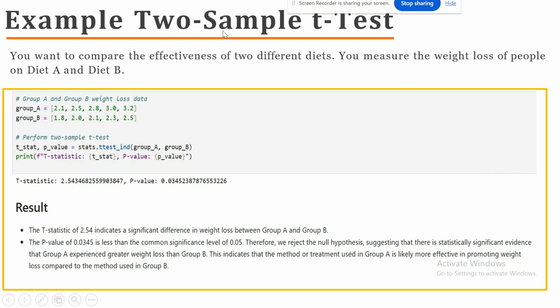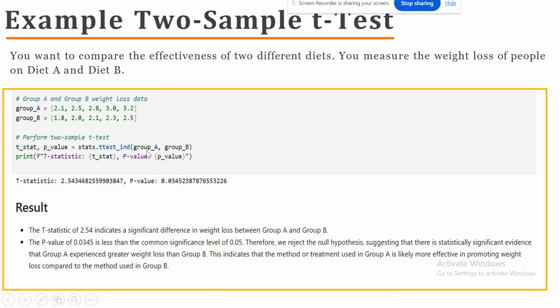So it's a two sample test. For example, I have diet A and diet B. So the group A and group B weight loss data, and I want to compare whether diet A is effective or diet B is effective. The effectiveness in the sense that we want to calculate the difference between these two. In a simple way, we want to calculate the mean difference between group A and group B, whether these two means are equal or not.